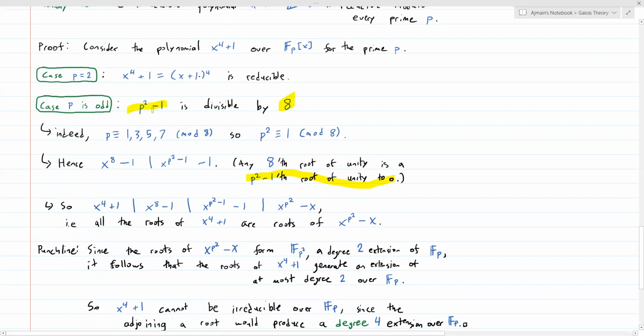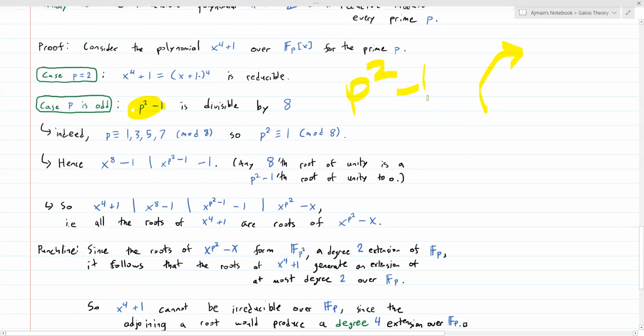So if you have an eighth root of unity, you're also a p squared minus 1th root of unity, because 8 goes into p squared minus 1. If you take an eighth root of unity and raise it to the p squared minus 1, you're going to raise it to the 8 multiple times. And each time you raise it to the 8, you're going to come back to 1. So if you're raising it to a multiple of 8, it's still going to be 1. Another way to think about it is you're taking a root of this guy, so an eighth root of unity, you're raising it to the 8th power, and then raising it to the other factor of this guy.